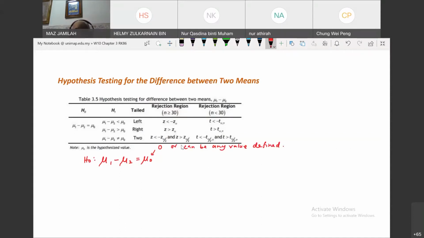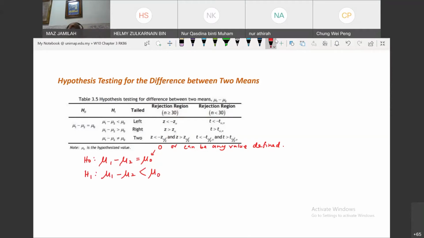How can it be 0? You can identify based on the given condition in your questions. So somehow you will know how it becomes 0, how it becomes a certain value. And of course, the alternative, if you are talking about a one tail test, so mu1 minus mu2 is less than mu naught. Your mu naught will be 0 or could be any value.